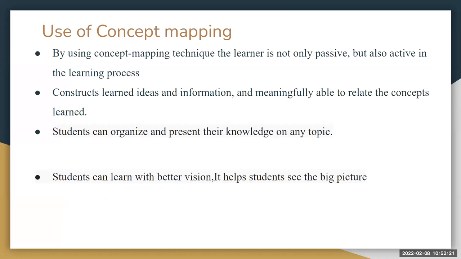Now let's discuss the use of concept mapping. What is the use of concept mapping? By using concept mapping techniques, the learner is not only passive, but also an active learner. So how can the learner be active? If you include your students in creating the mind maps, you can use their ideas also for creating any concept map or for teaching them any difficult concept. So if you are including their ideas, their knowledge, their vision in your concept map in teaching of any difficult concept, there we can say that the learners are active in the classroom and in the teaching learning process. While in the traditional teaching process, the learner is always passive, which we should not encourage, and we should make our learners active learners.